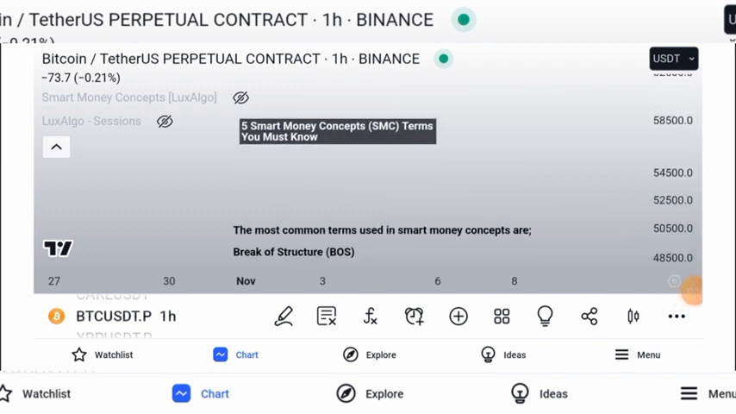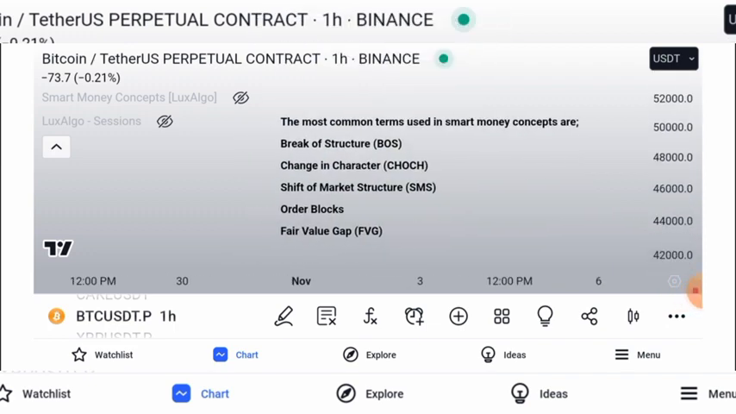So now, 5 concepts you must know about smart money concept. The common terms used in smart money concept are these ones. There are more than these, but these are the 5 that are going to form a basis for you to become a profitable crypto or forex trader in the financial market.